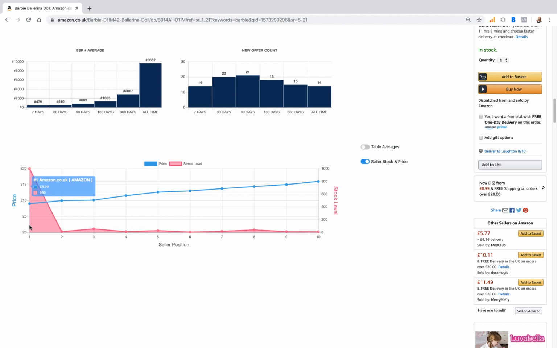And as you can see from this one, Amazon have got 999 in stock of this product. You can see that seller number 2 has got 9 in stock. Seller number 3 has got 53 in stock, 9 in stock, 25 in stock. So you can see very quickly who's got what in stock and what their price is. And you can see that Amazon's at the lowest price, as we know, with the most amount of stock. So that'll help you make a decision about whether it's something you want to purchase or not.